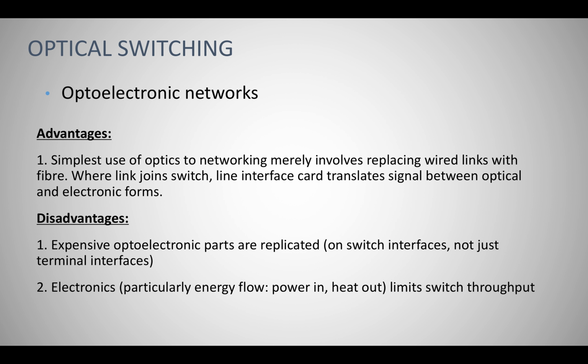As for the second part, it is optical switching. So as for the optoelectronic networks, the advantage is simplicity: the use of optics to network merely involves replacing wire links with fiber. A wire link joins a switch line interface card, which translates signals between optical and electronic forms. The disadvantages are that expensive optoelectronic parts are replicated, and electronics limits switch throughput.